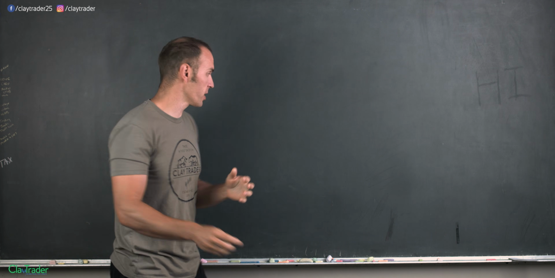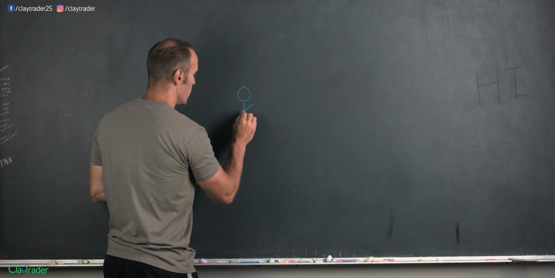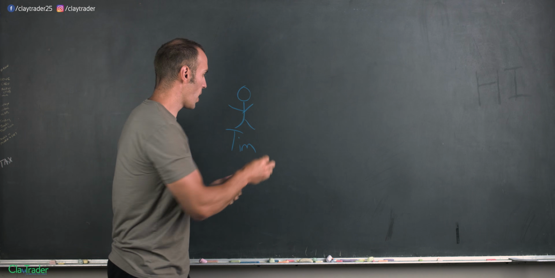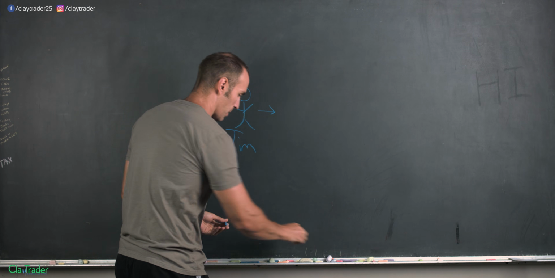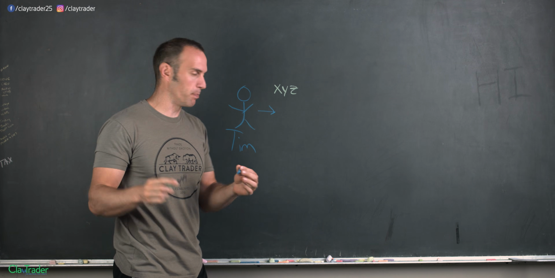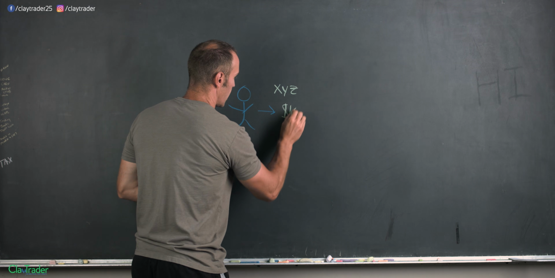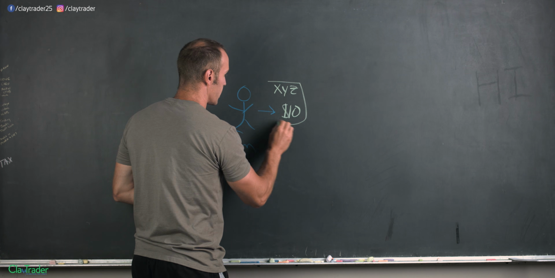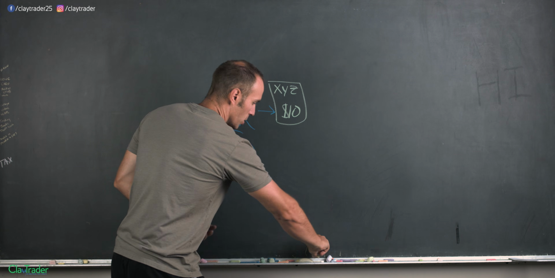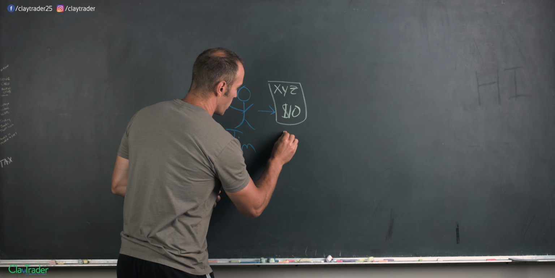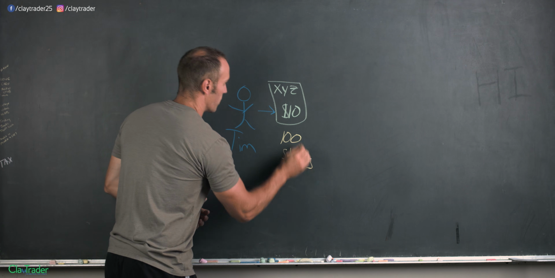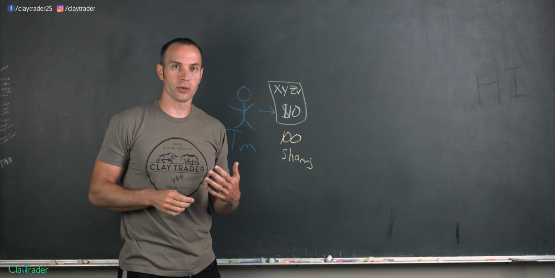Well, just to set up a little story, this is you right here, and your name is going to be Tim. So you are Tim, and you go out there and you buy, I'm going to get real creative here, XYZ, and just to keep the math simple, for $10. So you buy XYZ for $10, and you purchase 100 shares of ticker symbol XYZ for $10.